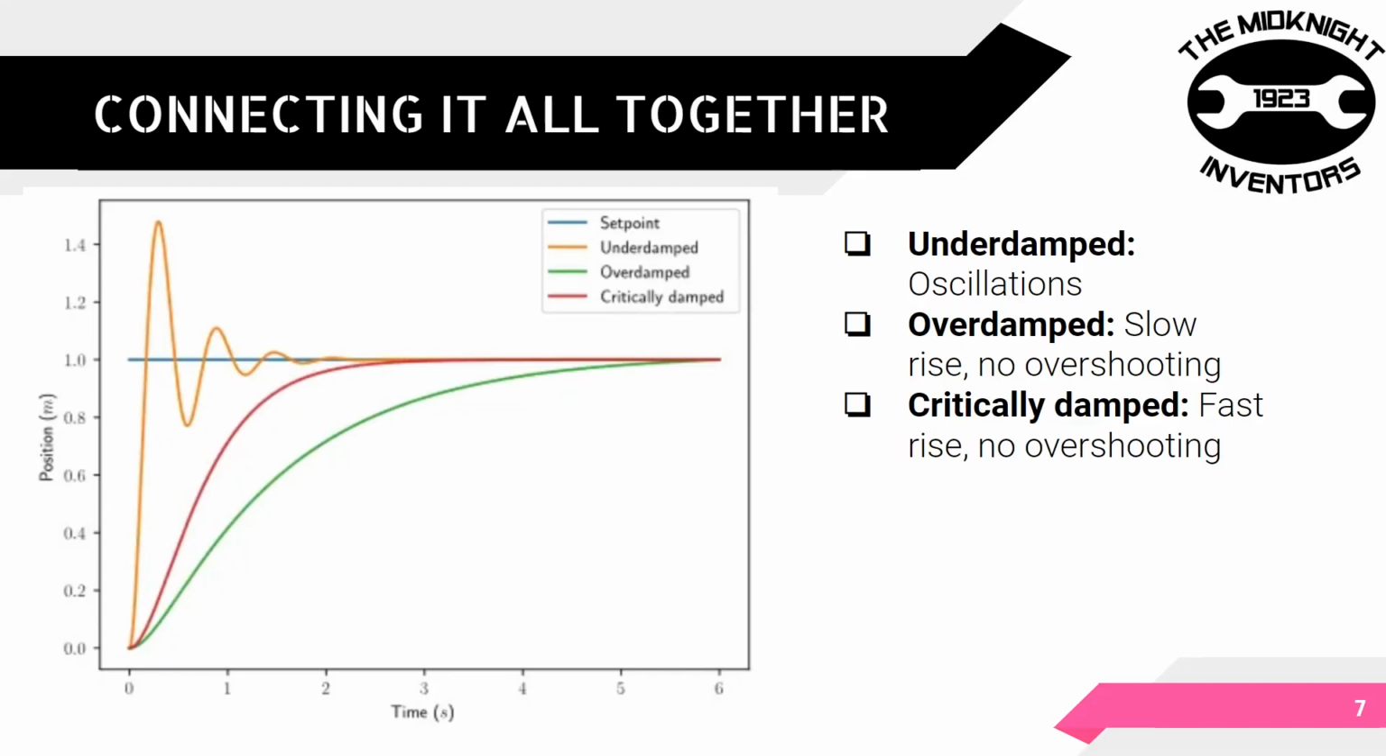So here's just a visual of the position of a mechanism over time. I have some vocab terms here. They're not super important. The key part here is just understanding the visuals. So if you notice, the yellow curve is an oscillation.